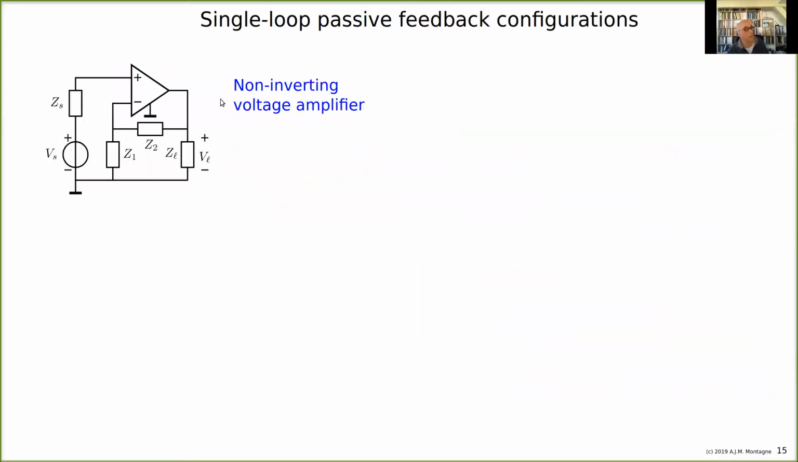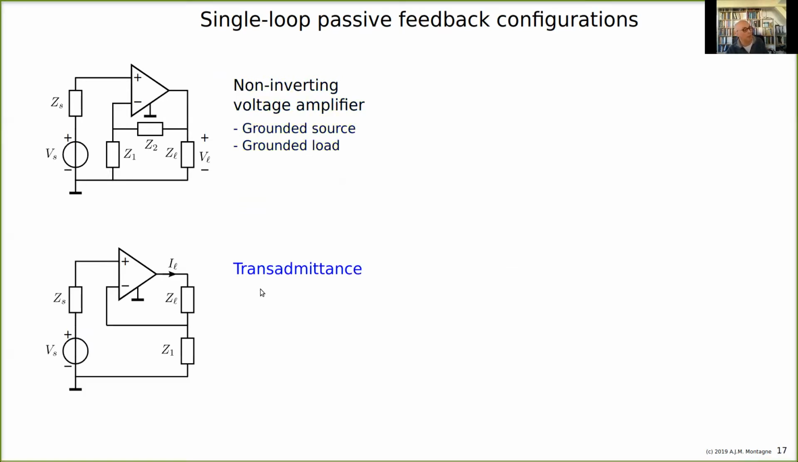So here we have the non-inverting voltage amplifier, in which the nuller is replaced with an operational amplifier. And see the output port is just between here, the load, and it's connected to ground. So the output port is also connected to ground. So here is no problem at all. Grounded source, grounded load, and here is the transadmittance.